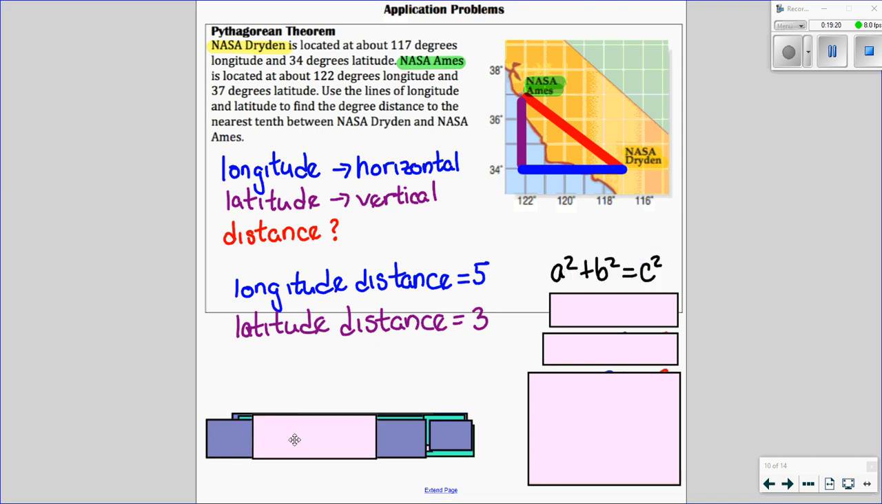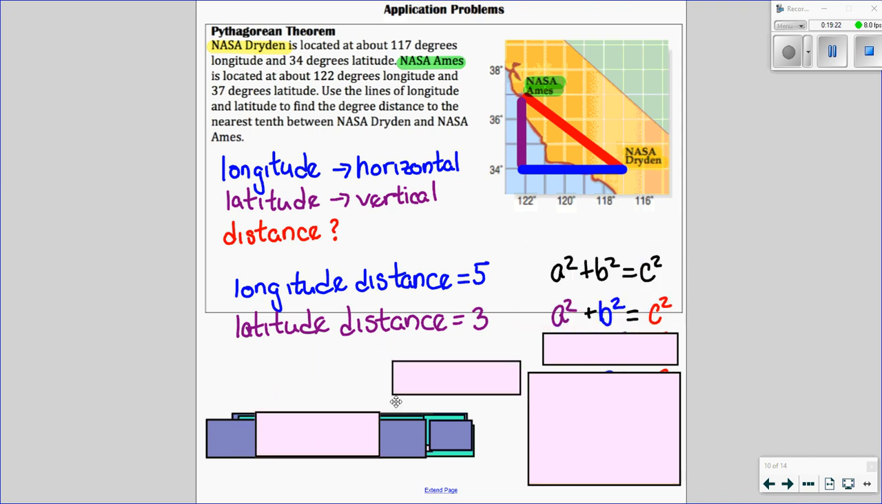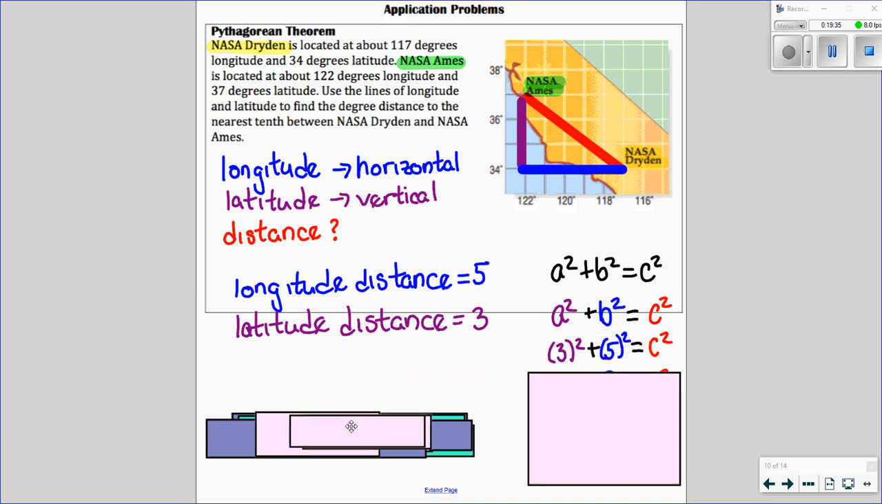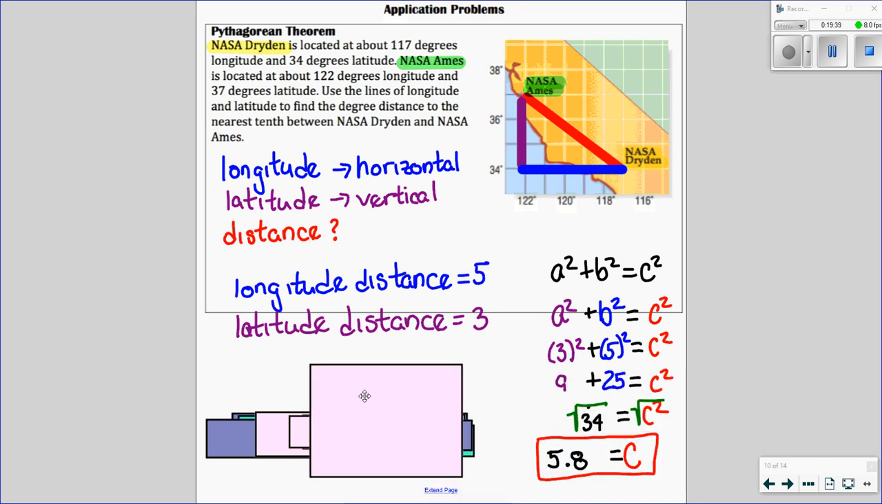So we use our Pythagorean theorem. We plug in our 5 and our 3. It doesn't matter. In this case, I use the latitude as a and the longitude as b. You could switch that, but as long as it's for the legs, you're good. You simplify, and then you get 9 plus 25 gives you 34. And since you need to get c by itself, you have to do the opposite of squaring, which is square root. You do it on one side, you do it on the other side.